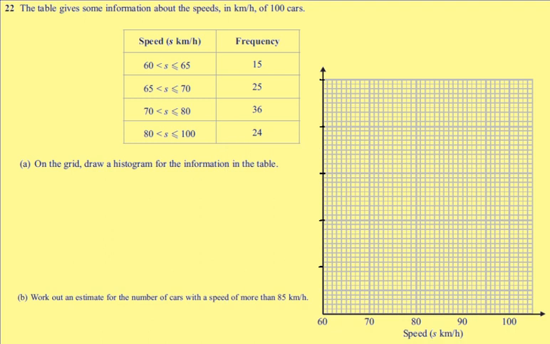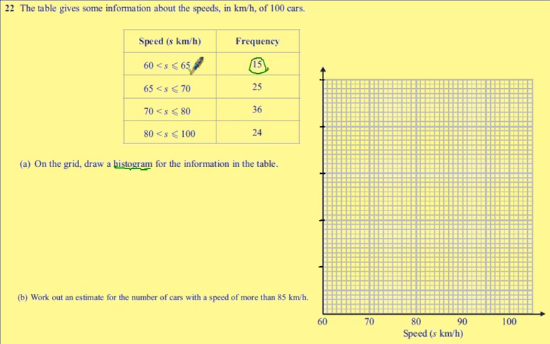Okay, question 22. I'm given some information about the speeds of some cars, and we are asked to draw a histogram. Now, histograms are all about area. So frequency in histograms is represented by area. So we want our first box to have an area of 15.